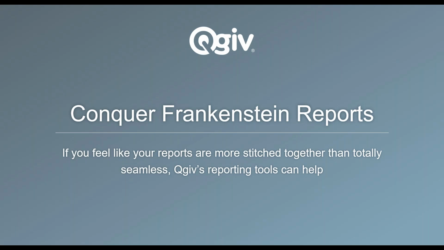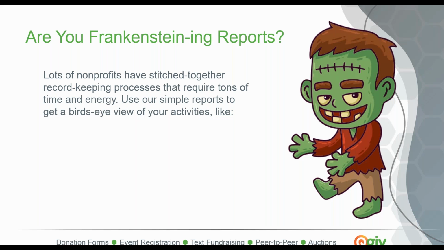The first thing I understand is a big challenge for a lot of nonprofits is kind of Frankensteining reports. So if you are pulling a data list from your online fundraising platform and maybe your volunteer management platform, and then you're trying to cram that into a format that your email service will use, that's what I mean by Frankensteining reports. A lot of people that I talk to have these stitched together processes. And the biggest problem with these stitched together processes is that they require a lot of different steps. It takes a lot of time, it takes a lot of energy, and we have some tools that can help.